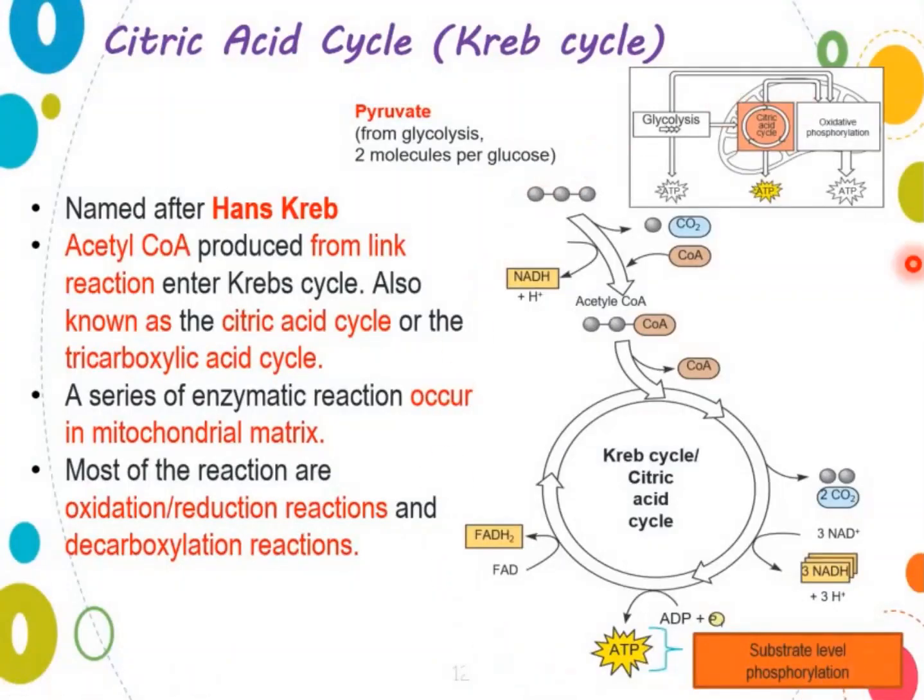So this is the overview of the Krebs cycle. The Krebs cycle is named after Hans Krebs, who discovered this pathway. So the acetyl-CoA that is produced during the link reaction will enter the Krebs cycle. The Krebs cycle is also known as the citric acid cycle or tricarboxylic acid cycle. So generally, the Krebs cycle is a series of enzymatic reactions that takes place in the mitochondrial matrix. Most of the reactions are oxidation or reduction reactions and decarboxylation reactions.